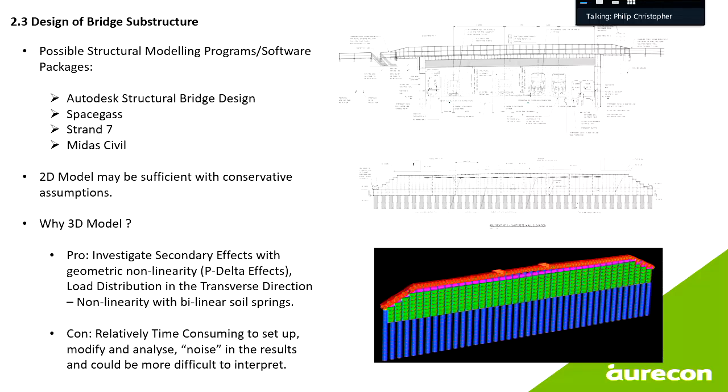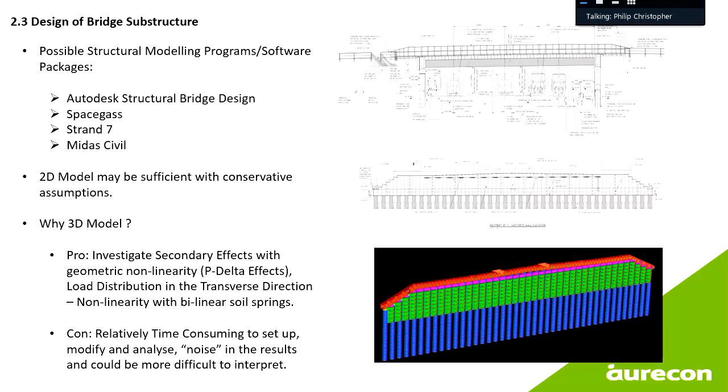But when, for example, in this scenario, we have a retained height up to 10 meter, and we have a lot of the reactions coming from the superstructure. And the superstructure was so heavy and had a bridge skew of 30 degrees. So the abutment was taking a lot of the 3D forces coming from the top.